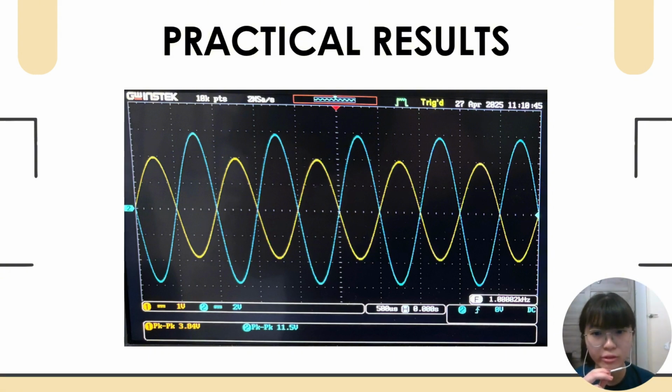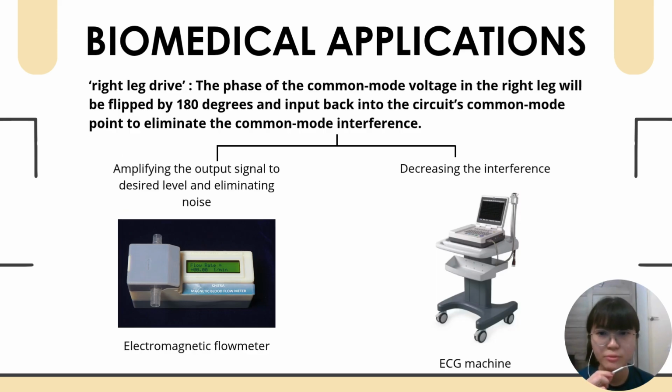Besides, the peak-to-peak voltage of the output signal is 11.5 V, while the peak-to-peak voltage of the input signal is 3.4 V, so it's almost 3 times the input signal. Inverting amplifiers have been widely used in right leg drive, where the phase of the common mode voltage in the right leg will be flipped by 180 degrees and input back into the circuit's common mode point to eliminate the common mode interference. The two examples of the right leg drive are electromagnetic flow meter and also the ECG machine.